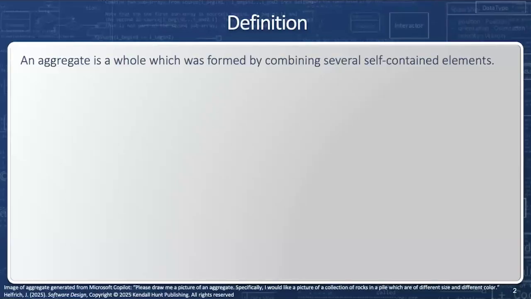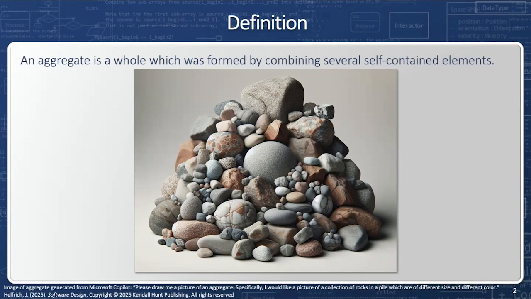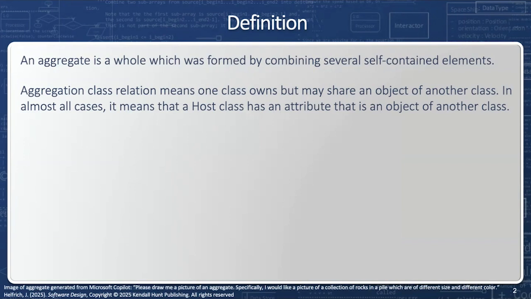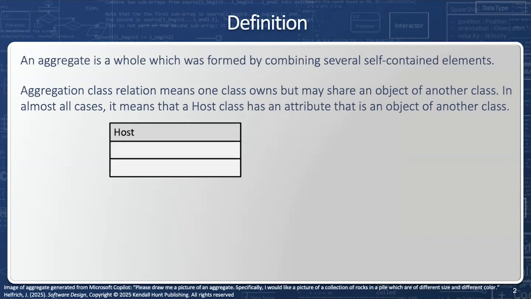An aggregate is a whole which has been formed by combining several self-contained elements. One way to think about this is an aggregate is what we make pavement that we drive our cars on. It's a bunch of rocks and sand mixed together with oil and tar and other things to make asphalt. Now, an aggregate class relation means one class owns but may share an object of another class. In almost all cases, it means that a host class has an attribute that is an object of another class.